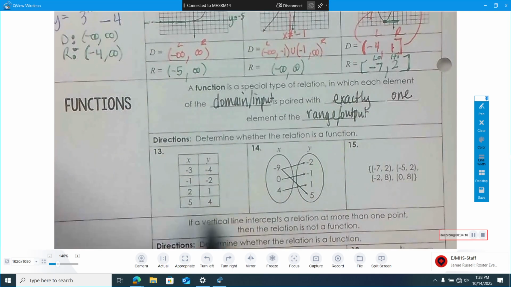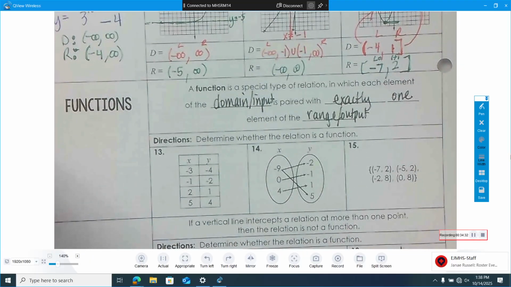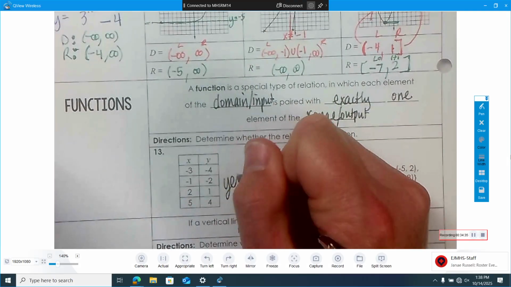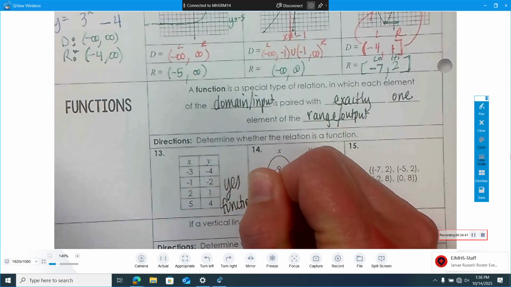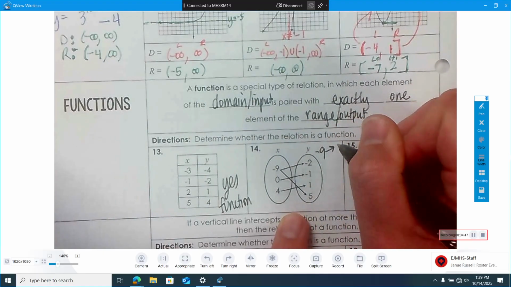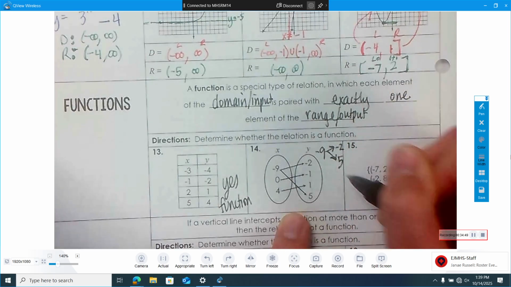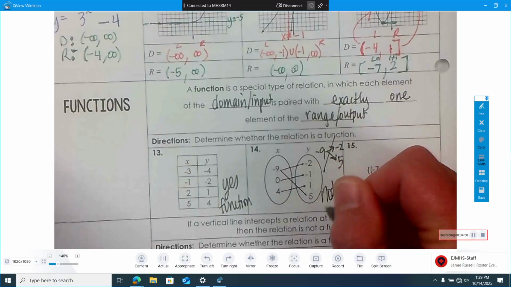When I look here to determine whether this relation is a function, I have an input of -3, and it's outputting a -4. -1 outputs a -2. 2 outputs a 1. 5 outputs a 4. Does each input have exactly one output? Yes. So then, yes, it is a function. And then 14 is not a function. Why? Yeah, -9 is going to -2 and to 5, and that is not allowed. That input has more than one output, and that's going to create confusion for us. So this is not a function.